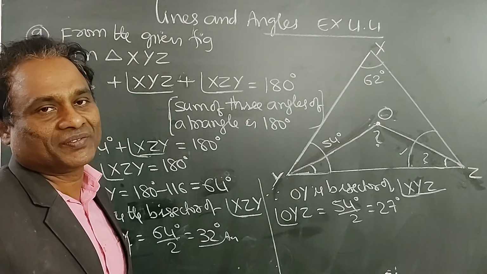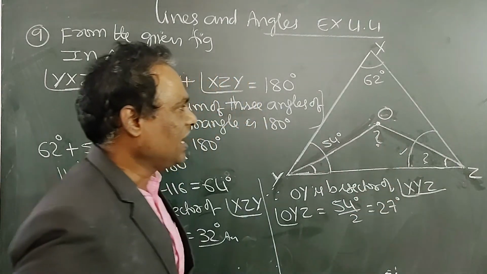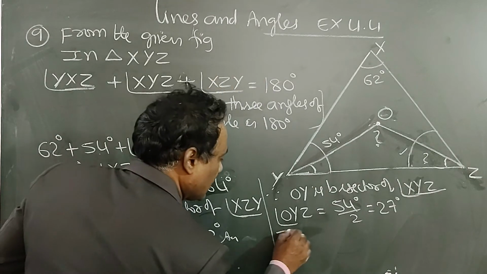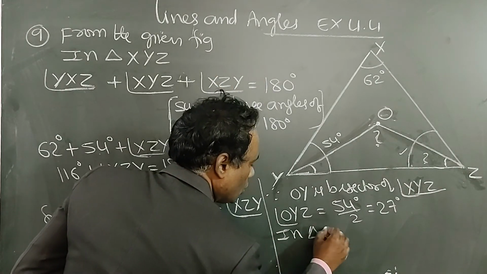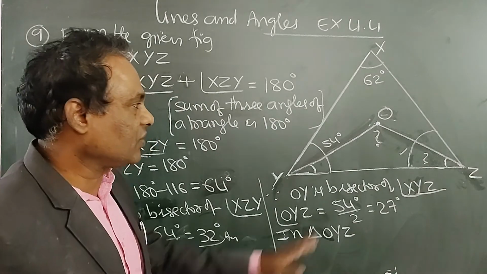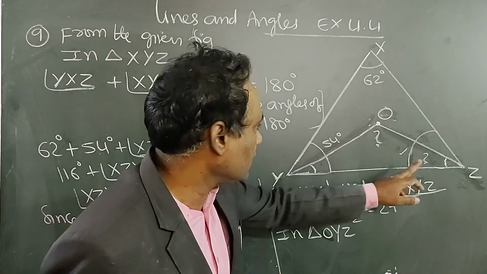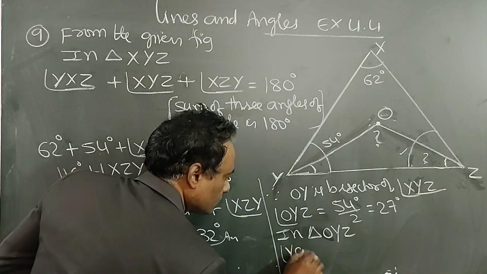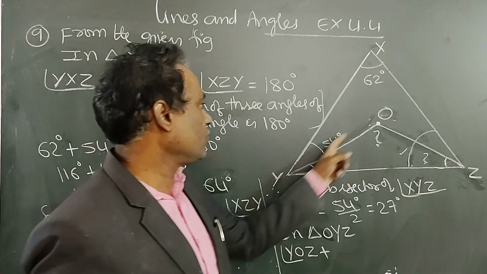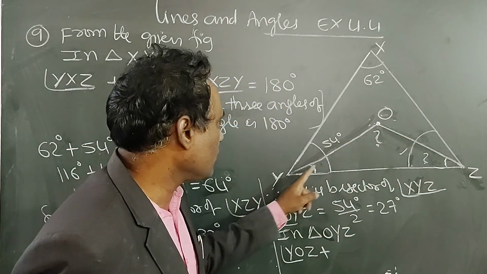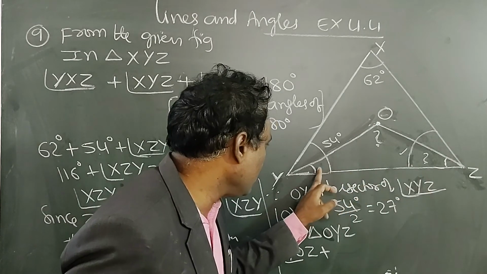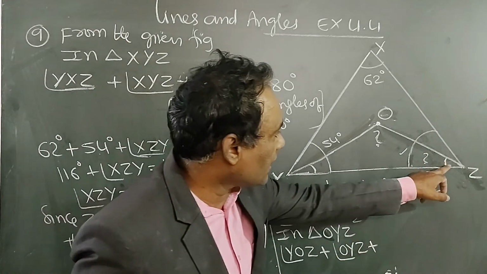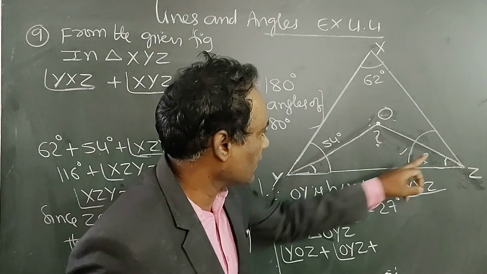This part is 27. But the actual question is this angle. Now forget about the total figure, students. Only see triangle OYZ. In triangle OYZ, what are the three angles of this triangle? YOZ, this angle, plus OYZ, this angle, plus OZY, this angle.